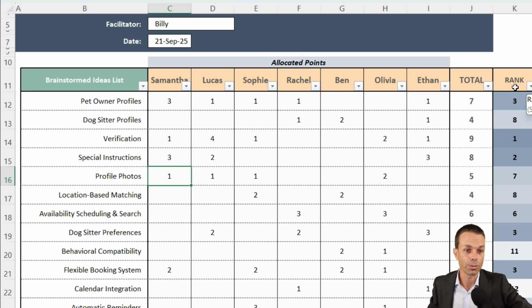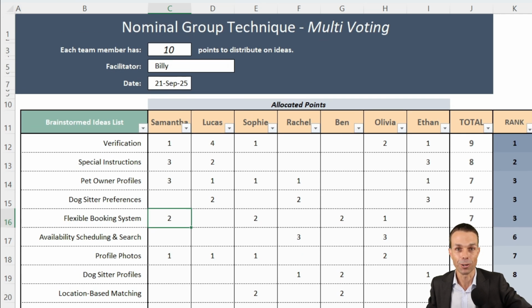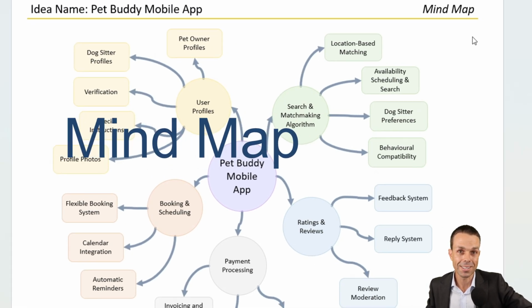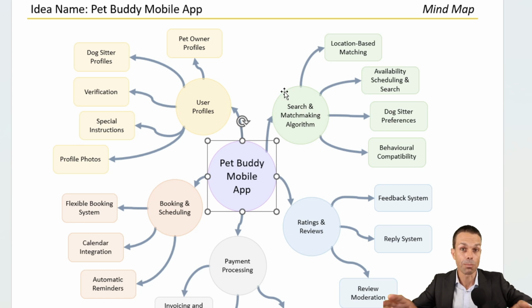Then we can rank those from top to bottom. So we've got our rank 1, our number 1 with the most points, and we want verification and pet owner profiles up there in the top area for us to do first. Another way to visualize this and to break it all down is a mind map. So we're going to see mind maps when we're dealing with scope and when our business analysts are breaking down things and creating scope for our project. We've got our Pet Buddy mobile app, and this just is a way to decompose the idea.